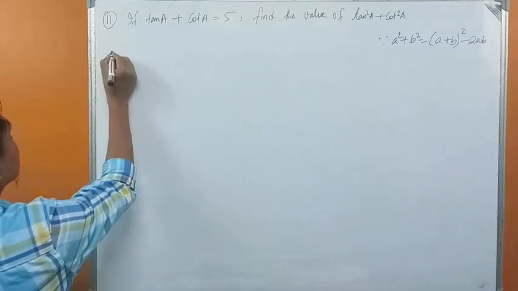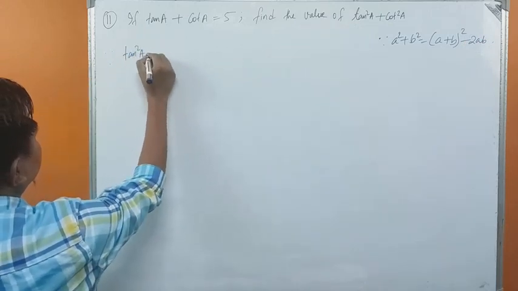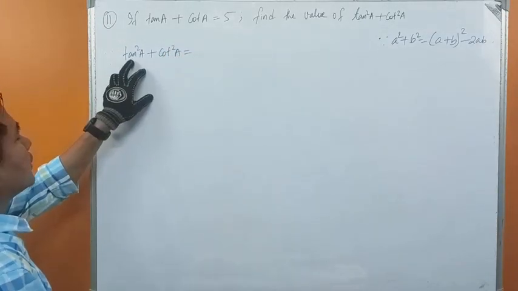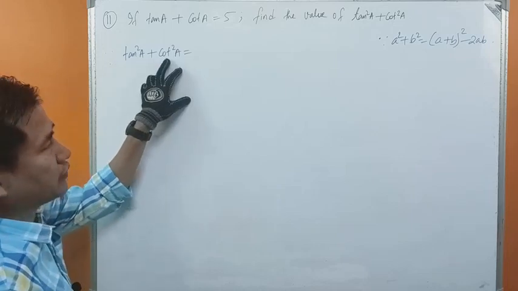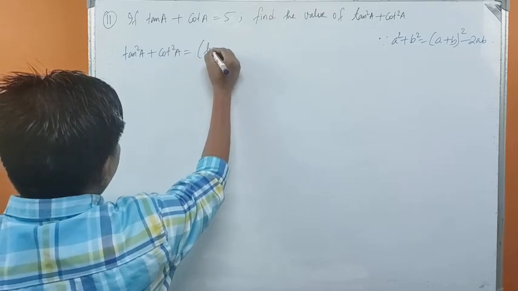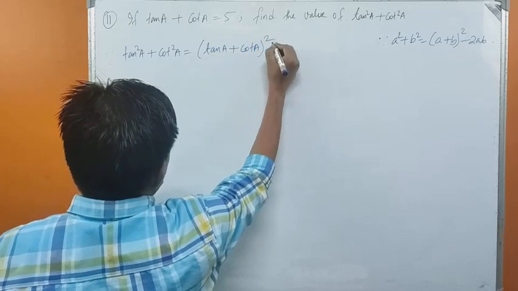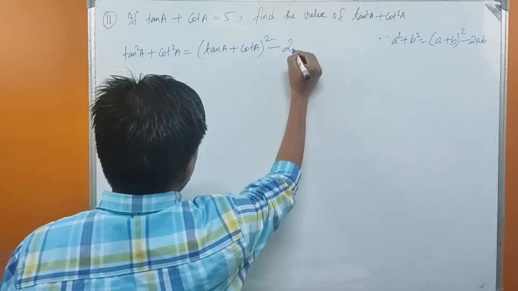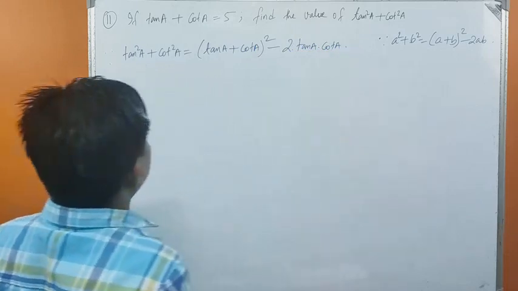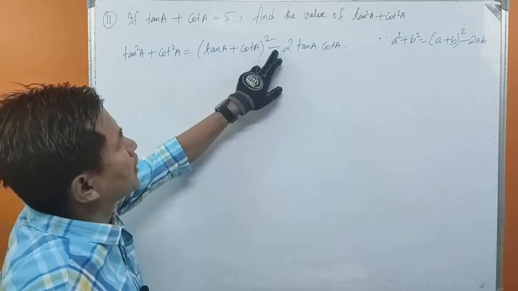Since we are asked to find this value, tan square A plus cot square A equals, now let's assume tan A as A and cot A as B. So A square plus B square, which means A plus B whole square minus 2AB. 2AB is 2 into tan A into cot A. Okay, A square plus B square is equal to A plus B whole square minus 2AB.